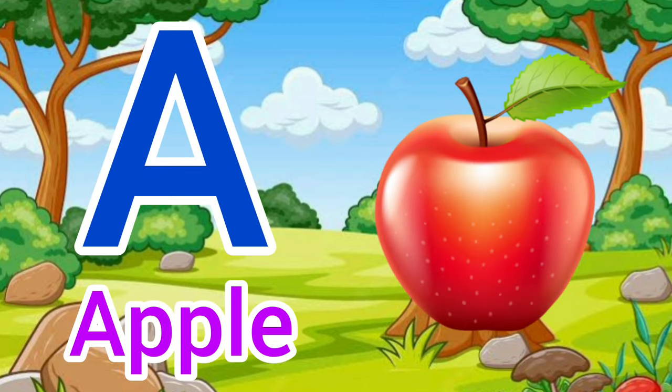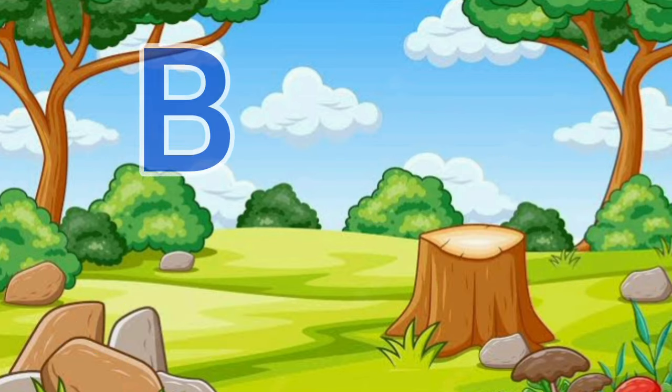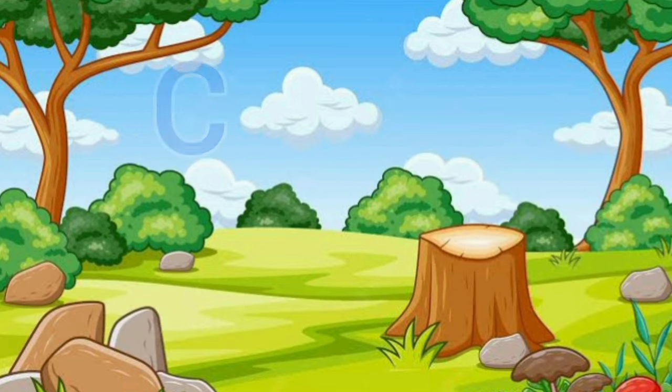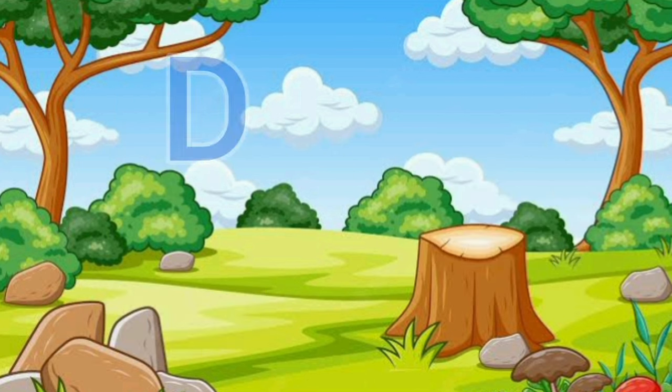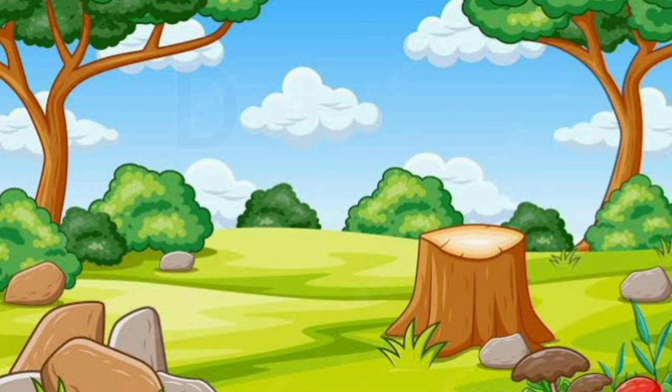A for apple. Apple means saib. B. B for banana. Banana means kela. C. C for curd. Curd means dahi. D. D for deer. Deer means hiran.